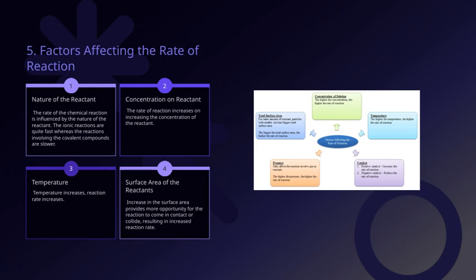Finally, the nature of the reactant itself influences how quickly a reaction proceeds. Ionic reactions tend to be quite fast because of the strong electrostatic forces at play, whereas reactions involving covalent compounds tend to be slower due to the different bonding characteristics. In summary, these factors, surface area, temperature, concentration, and the nature of the reactant, all interact to determine how quickly a chemical reaction occurs. Understanding these helps us control and optimize reactions in various applications.